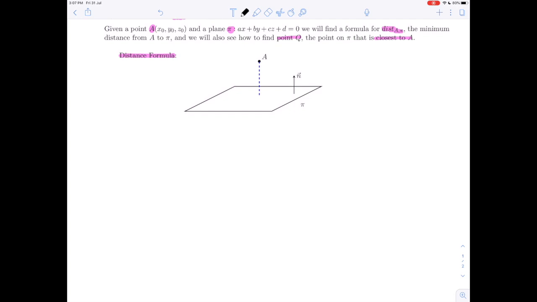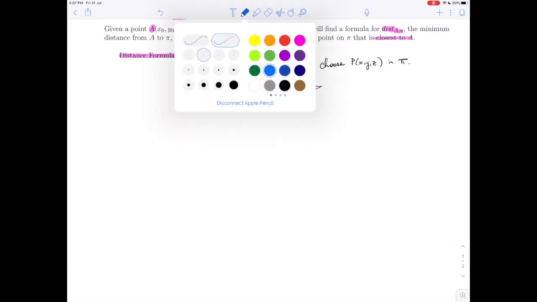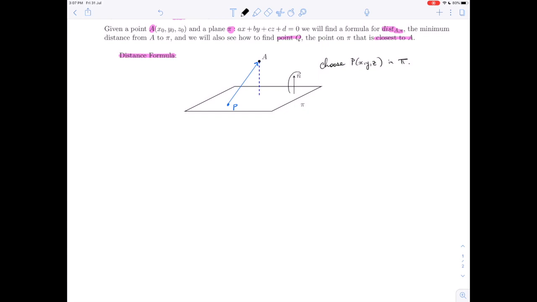So we are going to, first of all, choose any point P, (x, y, z), that's in the plane, in pi. And so let's go ahead and draw that point maybe here, P, and then we can construct the vector from P to A, or the vector PA. Now, if I take my normal vector, I can redraw it anywhere I wish, and so for the sake of my diagram, I'm going to redraw my normal vector there.